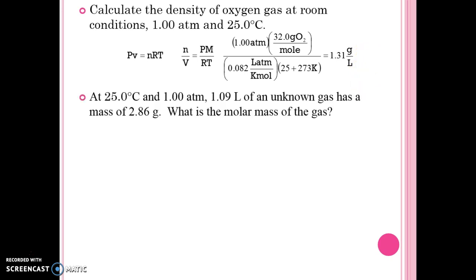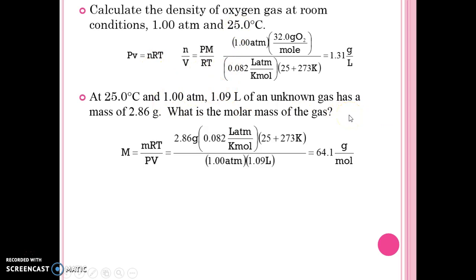Second kind of question, again, stop it to solve it before you take a look at the answer. We want to know what the molar mass of a substance is given conditions of temperature, pressure, volume, and mass as opposed to moles. Well, hopefully you can see it's a quick jump to get from PV equals nRT, solving for moles, to grams. And that'll let us get to molar mass. So molar mass is equal to mRT divided by PV. Plug in those numbers, we get a molar mass of 64.1 grams per mole.